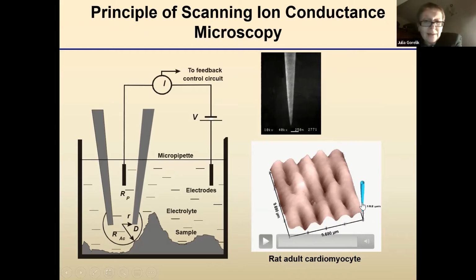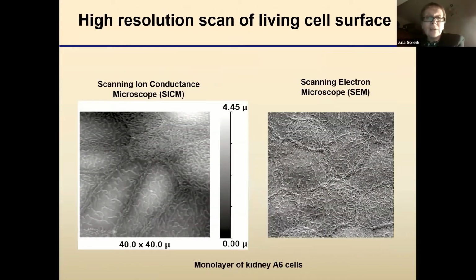In this current image, we can see some features of cardiomyocytes. Our resolution depends on the diameter of our pipette. We can use a very sharp pipette, or we can use a not very sharp pipette, and I will discuss today why we are using pipettes of different diameters.